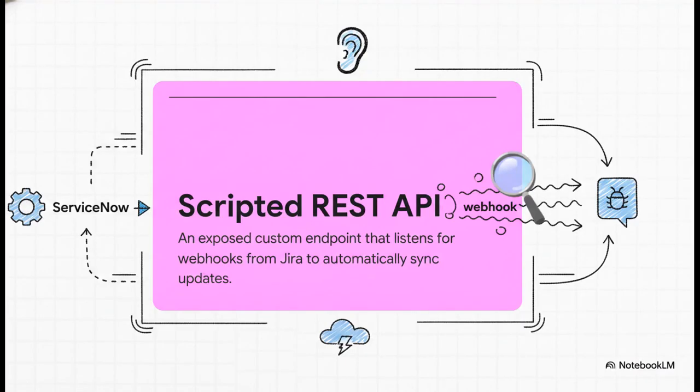To catch that returning data, we utilize a scripted REST API. By definition, this is a custom endpoint we expose inside ServiceNow. It essentially just sits there and actively listens. When an engineer in Jira updates a status or adds a comment, Jira fires a webhook across the internet. That webhook hits our scripted REST API at near light speed, which then automatically updates the original ServiceNow incident.